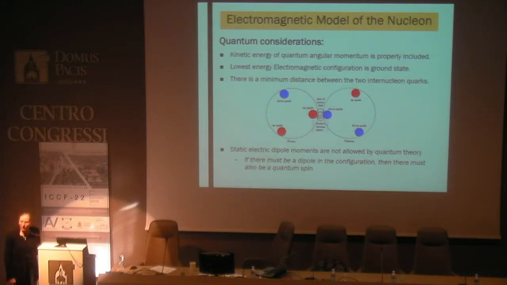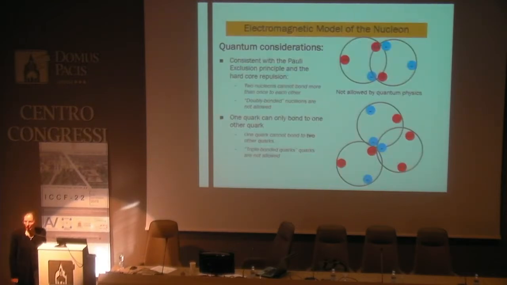And quantum physics also says you cannot have a static dipole moment. So if the configuration required by electromagnetics says there's a dipole moment, there's also going to be a spin. And there must be a quantum spin. So I do consider that as well. Another quantum consideration is the Pauli exclusion principle, which states that you cannot overlap 2 nucleons. And that would be the hard repulsion of the nucleons as well.